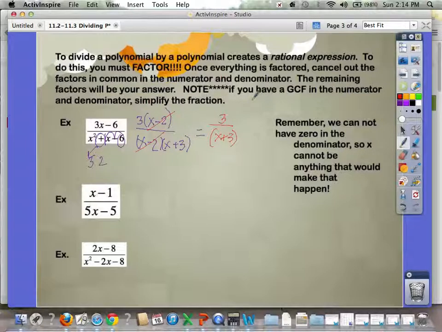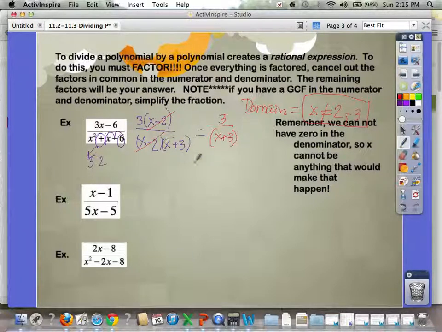Now, when we're talking about restrictions on the domain, the domain can be all numbers except x cannot be what? Well, down here, if I had a positive 2, that would make this 0 times this, and anything times 0 would be 0, so x cannot be 2, and x cannot be negative 3. Anything that makes a 0 on the bottom will restrict your domain, okay? So x cannot be 2 or negative 3.